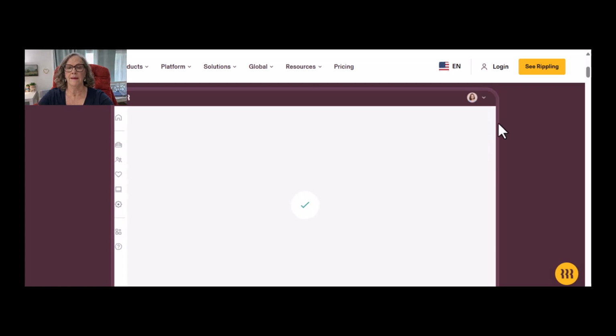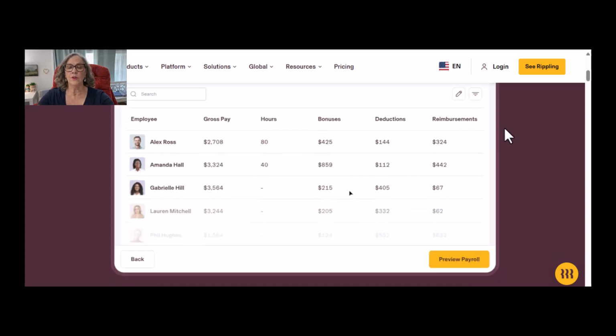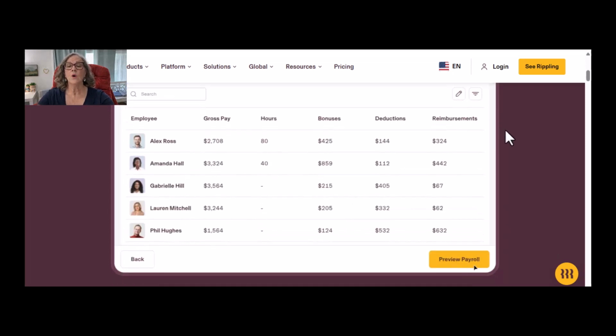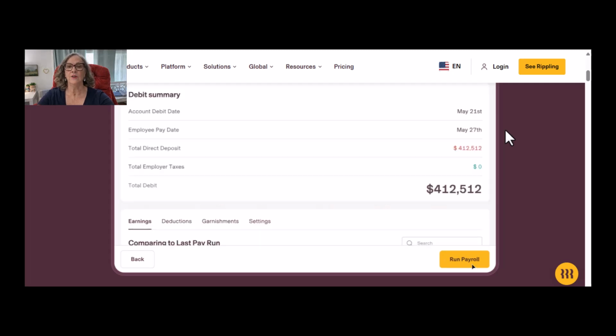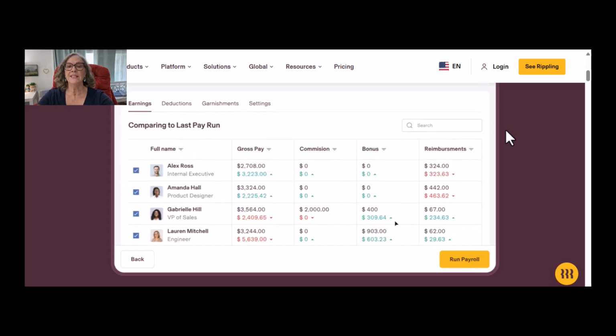By leveraging Rippling's native correction workflows rather than applying manual offline hacks, you keep your books balanced, stay compliant with labor laws, and maintain trust across your entire team.